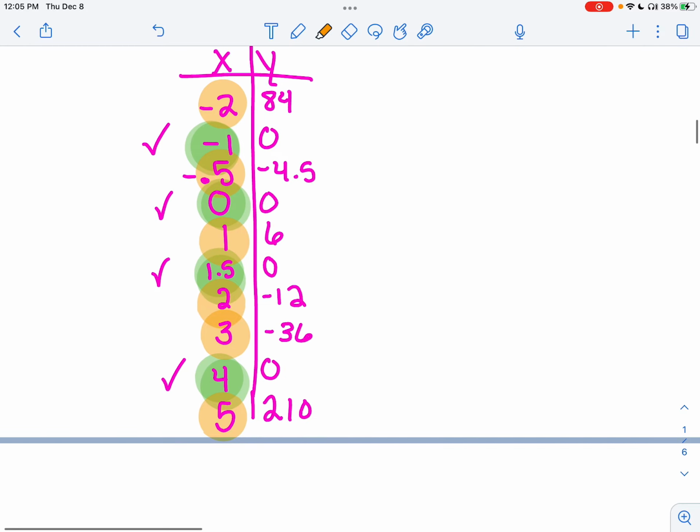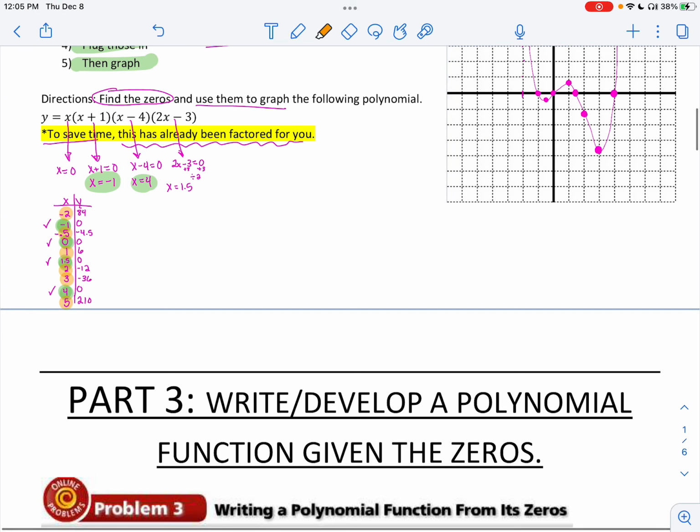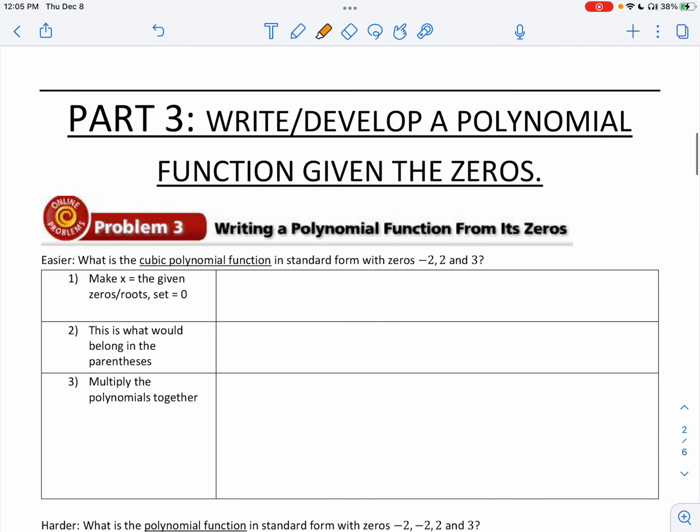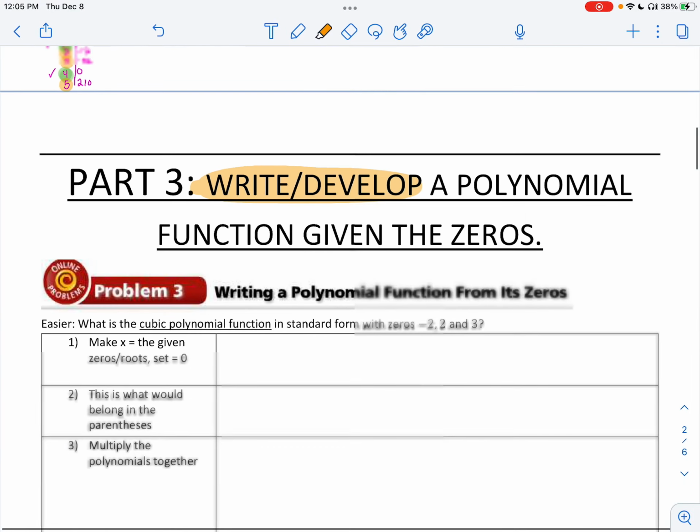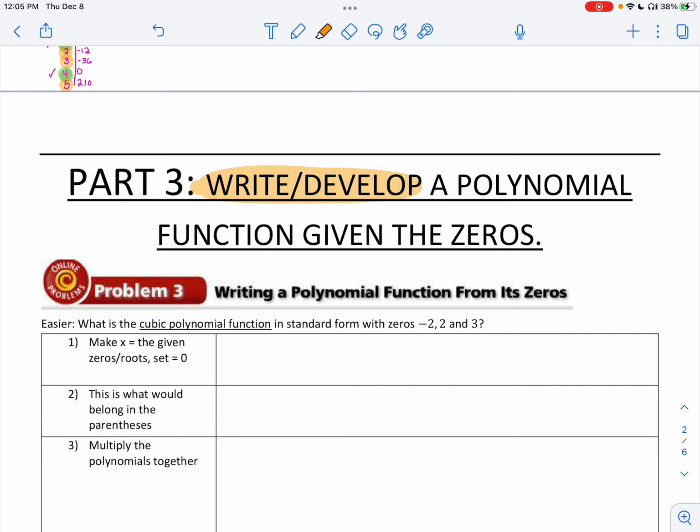All right, let's take a look at what is next, and that will be part 3. So part 3, we are going to write and develop, whichever one makes you feel smarter, a polynomial function given the zeros. So it's opposite. Instead of having the function and finding the zeros, we're going to be given the zeros and finding the function. Nice little inverse of each other there.